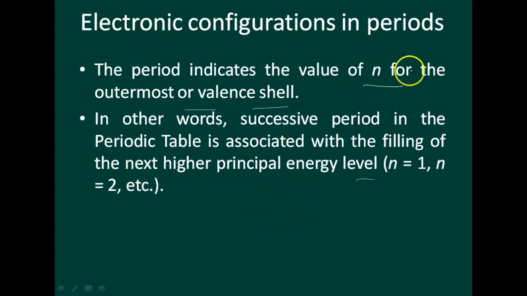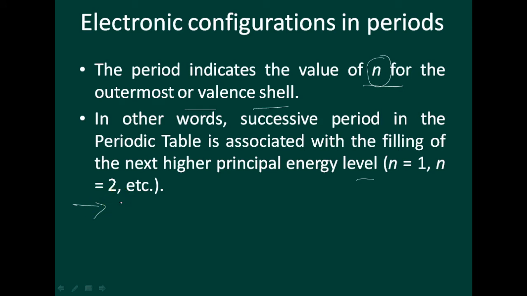So the period indicates the value of n for the outermost valence shell. In other words, the successive period in the periodic table is associated with the filling of the next higher principal energy level, where n is equal to 1, n is equal to 2, etc. I will give you an example for this.